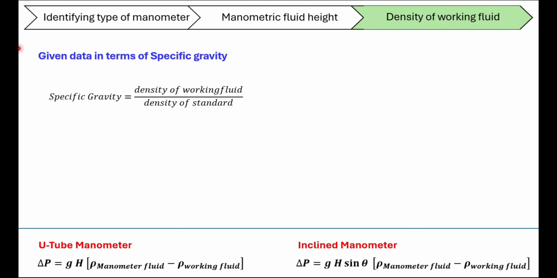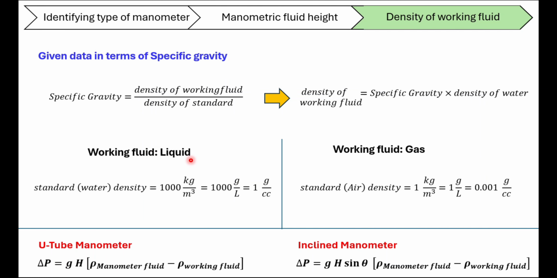The first way, the given data can be in terms of specific gravity. Specific gravity is the ratio of the density of the working fluid to the density of the standard. On rearranging this equation, I can find the density of the working fluid. So density of the working fluid is equal to specific gravity into density of water. Coming to the density of the standard, if the working fluid is liquid, the water density can be used as the standard density. If the working fluid is gas, then the air density can be used as the standard density.